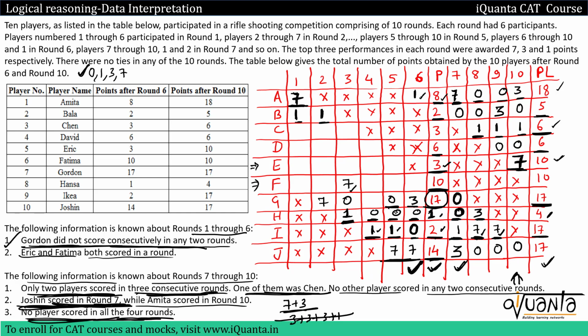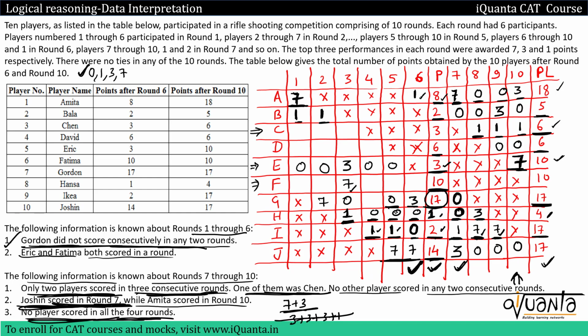So this is the round in which Eric will score 3, because both of them are scoring in one round, so this will be 3. Hence all the other points in rounds for Eric will be 0, because he has a total of 3 till round 6. Now for Fatima, we need to make a score of 10, so we have to assign her 3 more points to make it 10. Now before that, if I go to C over here, C should have a total of 3. So C cannot score 1, 1, 1.